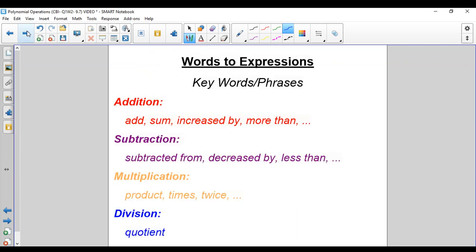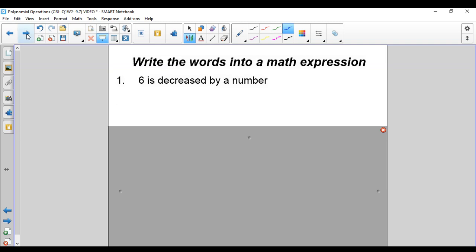Next thing we're doing today is words to expressions. We have keywords and phrases that we're looking at. Take a second to check those out. These are keywords for the operations that we're using for addition, subtraction, multiplication, division. So I'm going to give you a phrase, as you see here, and we need to write it into math terms. So 6 is decreased by a number.